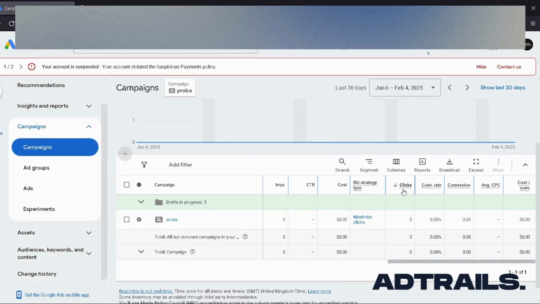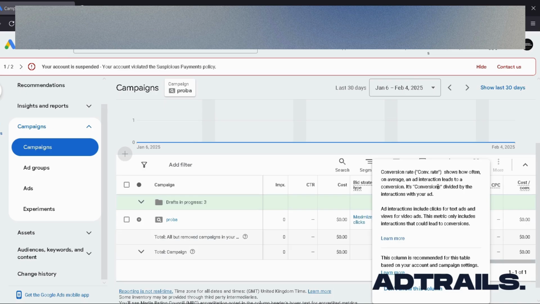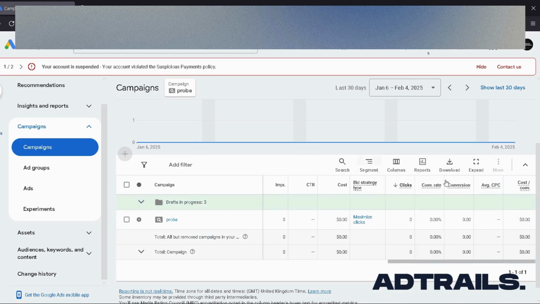When it comes to clicks, that is the total number of times that users clicked on your ad, providing you insight into customer or user engagement or behavior. Conversion rate, that is a percentage. The vast majority of these metrics are shown as percentages here. So conversion rate is the percentage of clicks that actually resulted in a desired action, such as a purchase, a sign up, a lead, or whatever it could be, showing the efficiency of your ads. When it comes to conversions, you know what that is?